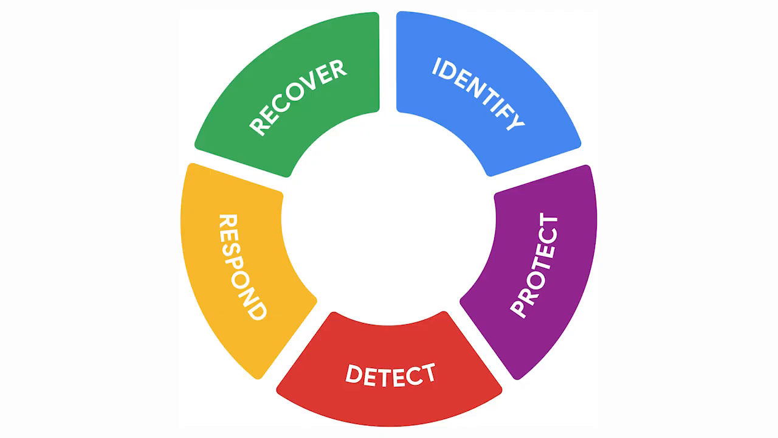The CSF consists of 5 important core functions: identify, protect, detect, respond, and recover, which we'll discuss in detail in a future video. For now, we'll focus on how the CSF benefits organizations and how it can be used to protect against threats, risks, and vulnerabilities by providing a workplace example.